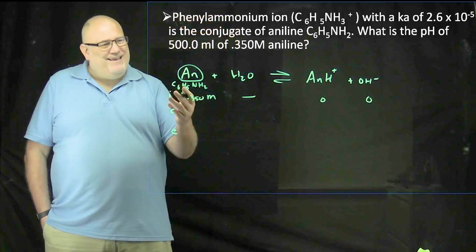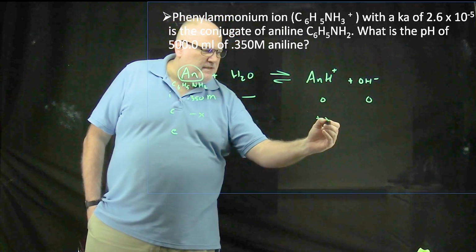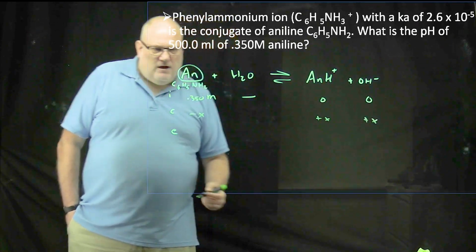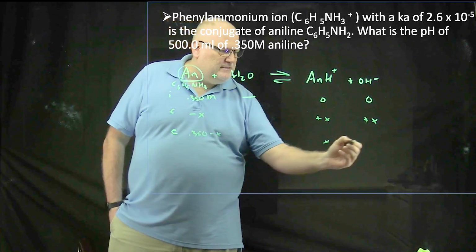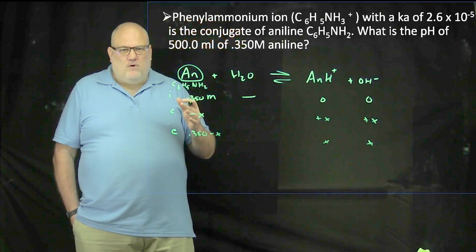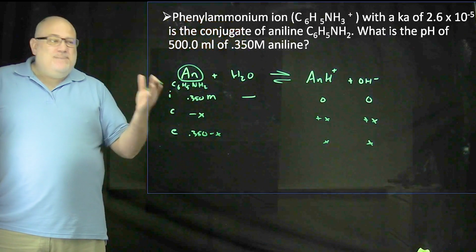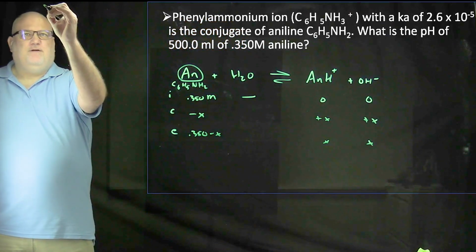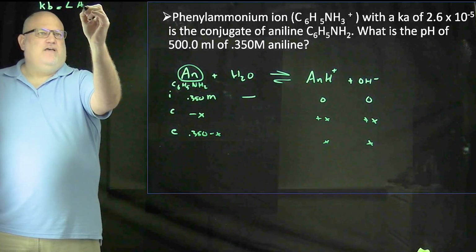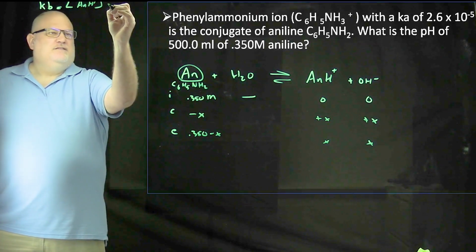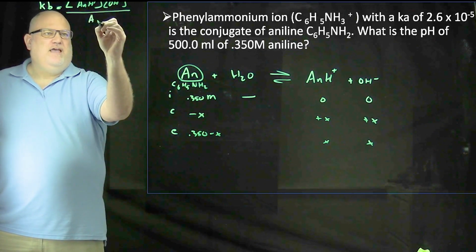What's the change going to be? And again, it's 1 to 1 to 1. Don't always assume that it's going to be 1 to 1 to 1, because it might not be. And then at the end, we're going to end up with 0.350 minus x, and here we end up with x and x. And just like before, we're going to plug that all into the Kb equation for this. So I'm going to write Kb up here, and my Kb is going to be equal to the concentration of NH plus times OH minus all over the concentration of N.